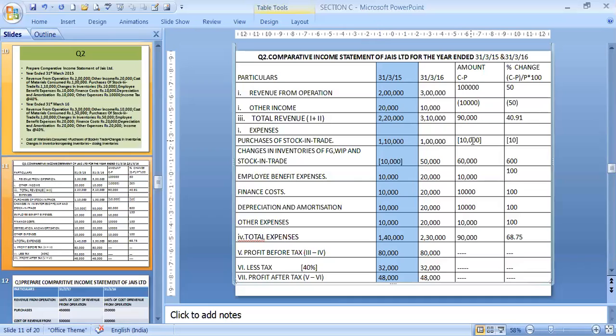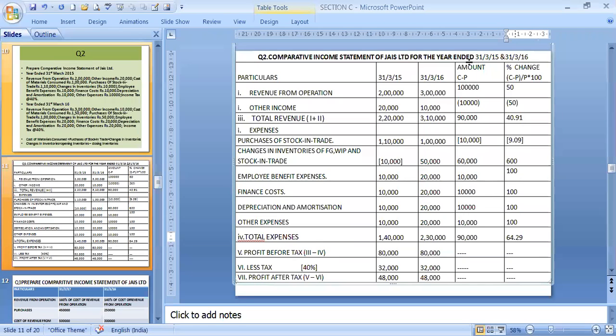That much you remember. 90,000 by 2 lakh 20 is 40.91. Then again 10,000 by 1 lakh 10 into 100. This will be what? 10,000 divided by 1 lakh 10 into 100. When you calculate, you get 9.09% in negative, because absolute change was in negative.